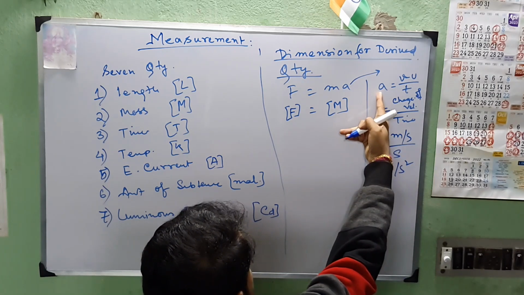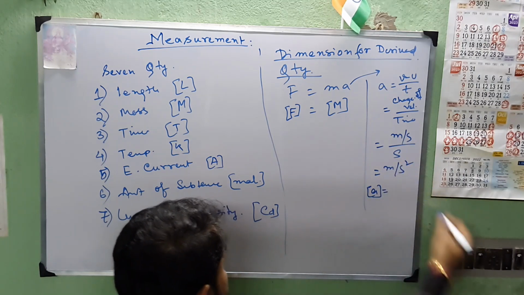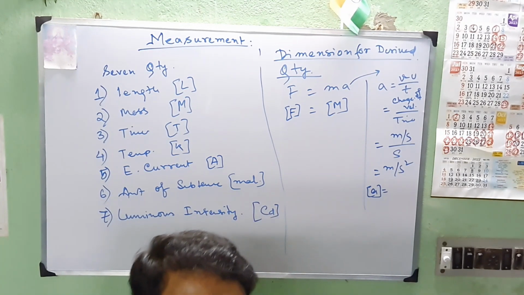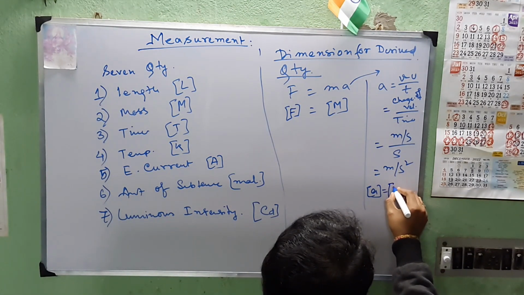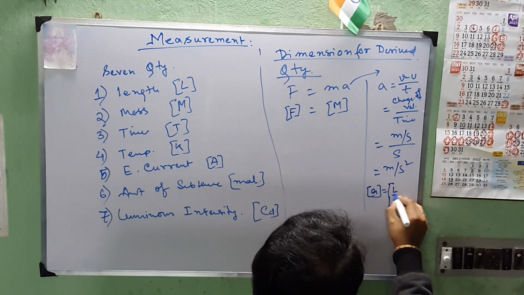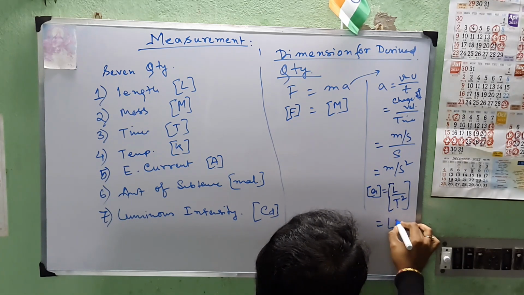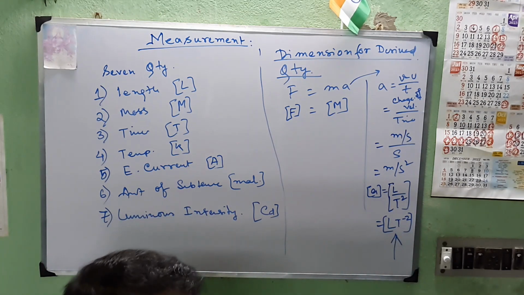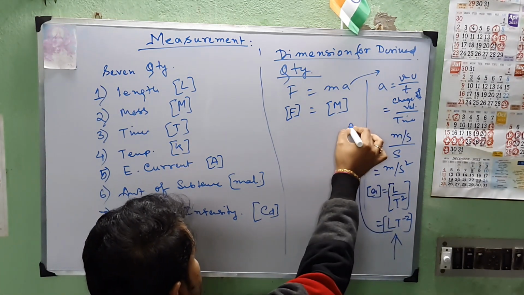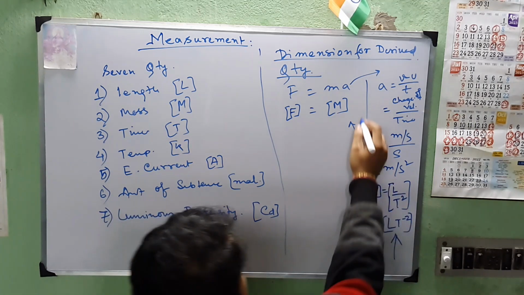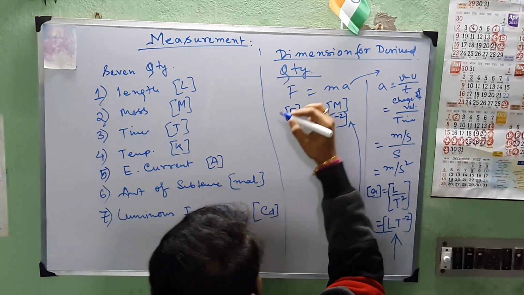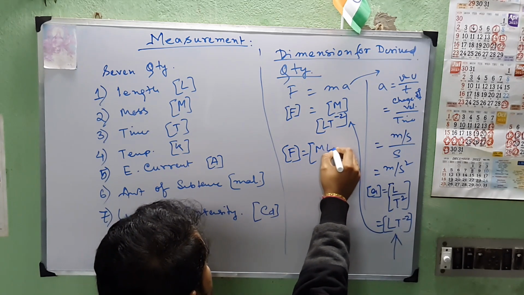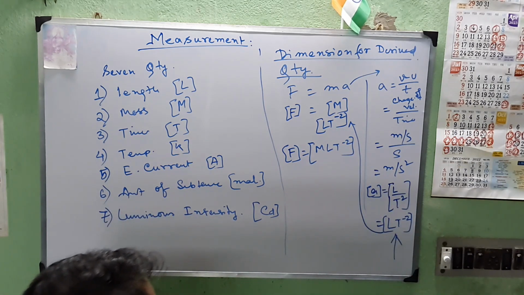Then we are finding the dimension of acceleration. The unit is m, that means meter. Meter is the unit of length and second is the unit of time. So this is clear. L by t to the power minus 2, L t to the power minus 2. This is the dimension of acceleration. We put it in the place of acceleration here. Now we can break out the bracket. This is the dimension of force.